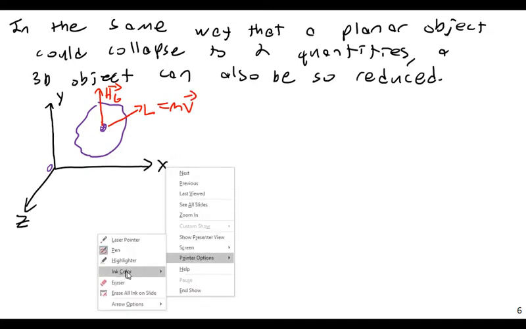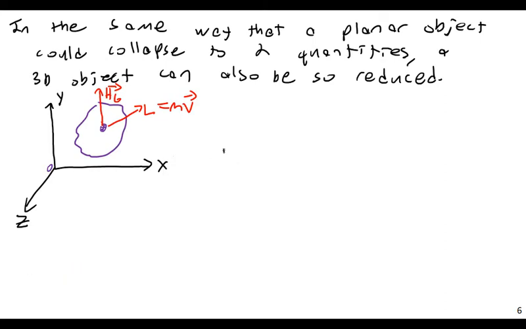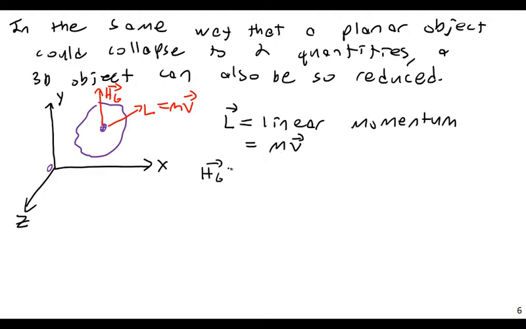And so this can be reduced to two things. It can be reduced to L, and this one's fairly simple. This is just your linear momentum, and this is then equal to MV. And HG then is the angular momentum about G. And this one is the one that's ugly.